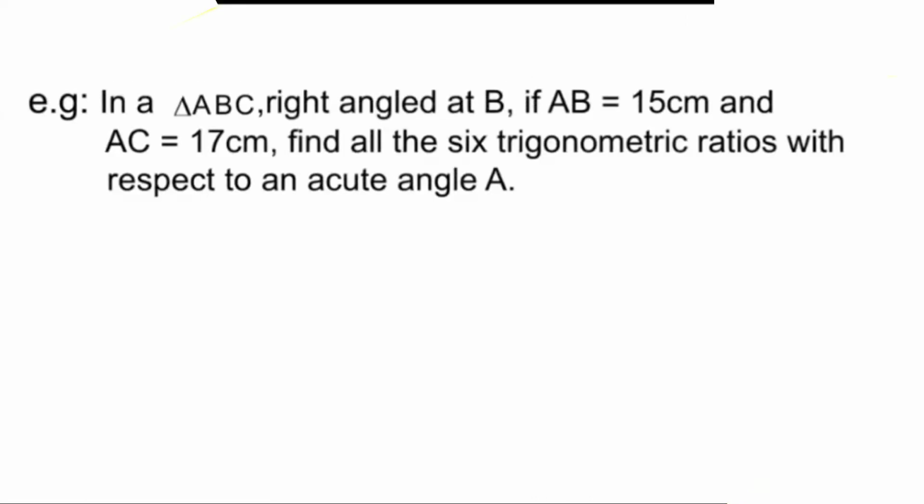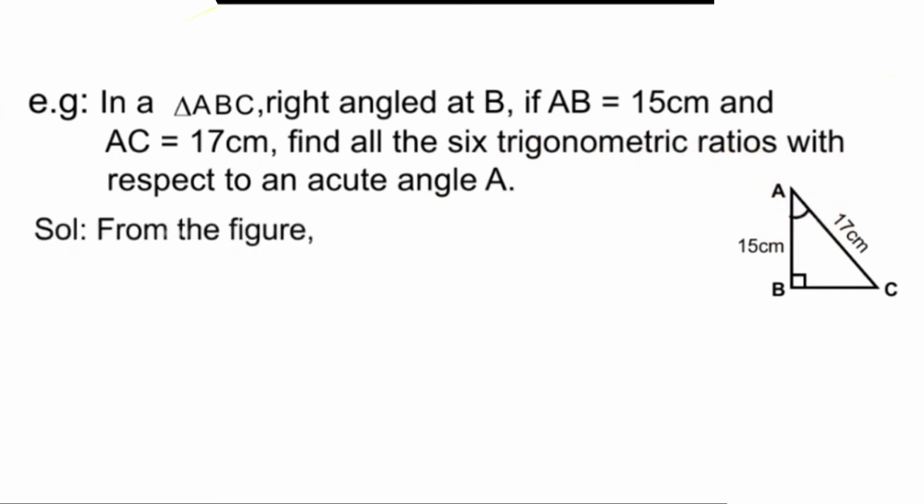Children, now let us solve some examples based on trigonometric ratios. The first one, in a triangle ABC, right angle at B, if AB is equal to 15 centimeters and AC is equal to 17 centimeters, find all the 6 trigonometric ratios with respect to an acute angle A. So, let us start. Children, from figure, let us name the sides of a right angle triangle with respect to an acute angle A.